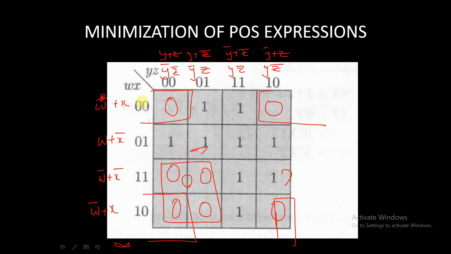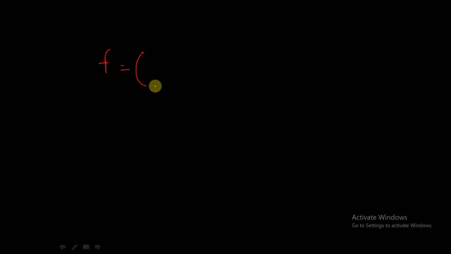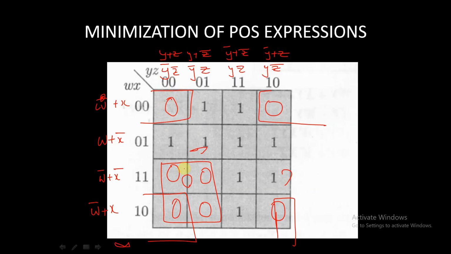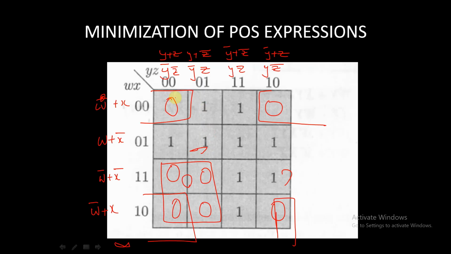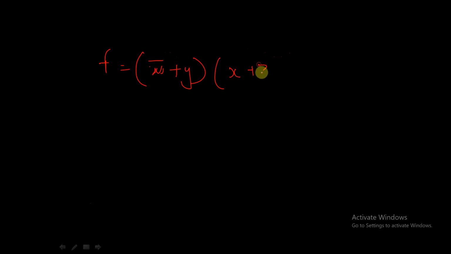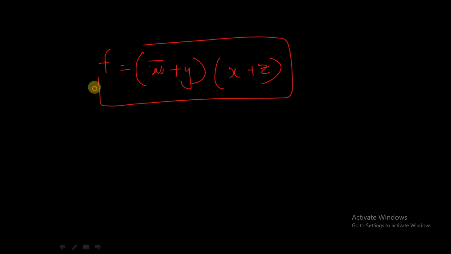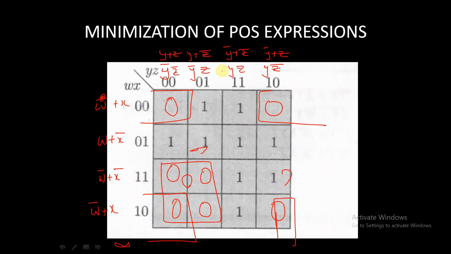Finally we can write the expression f. Here we can take w bar common, and here we can take y common, so w bar plus y, into, for all the corners we can take x and z, x plus z. So this is the final solution: f is equal to w bar plus y, into x plus z. This is how we can solve a given K-map in POS expression.